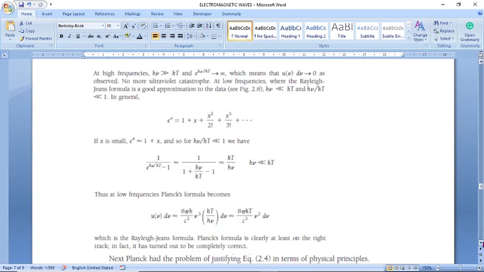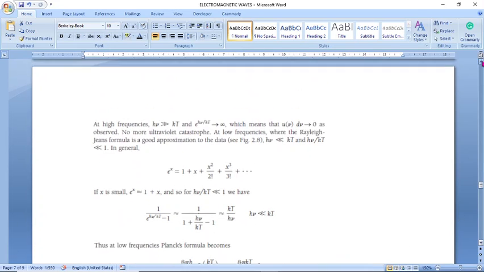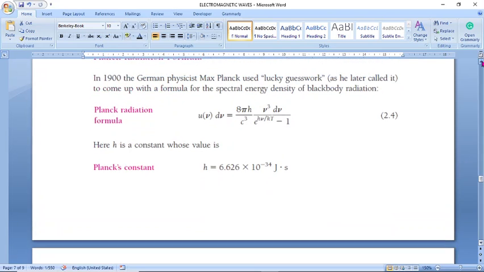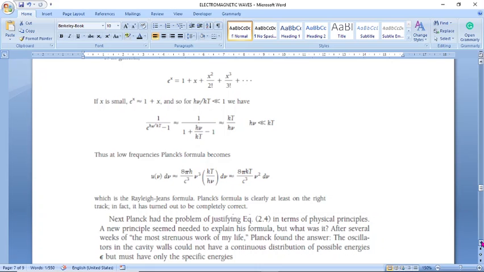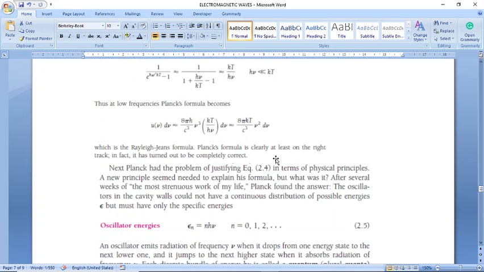At higher frequencies, the problem called the ultraviolet catastrophe no longer exists. At lower frequencies it approximates to Rayleigh's formula. So Planck's formula is clearly at least on the right track.